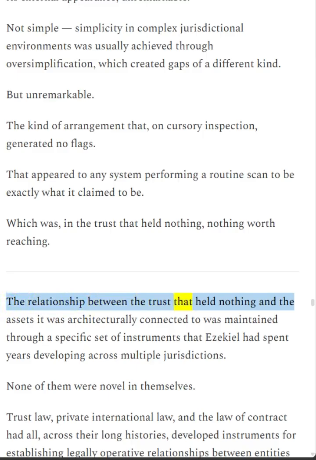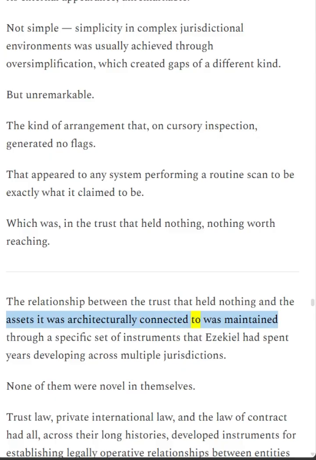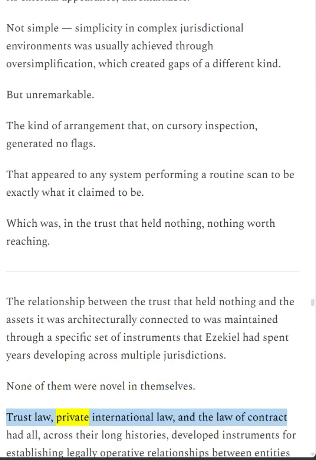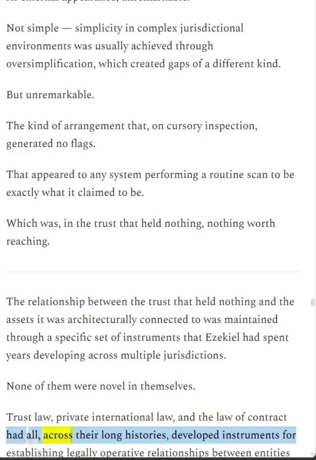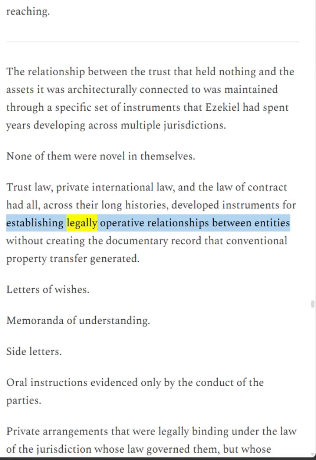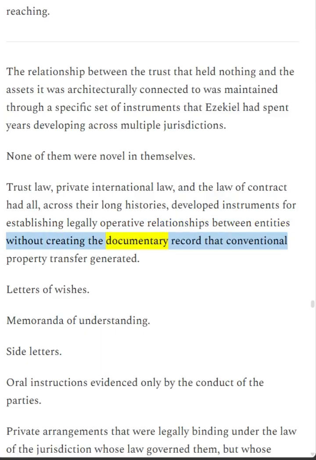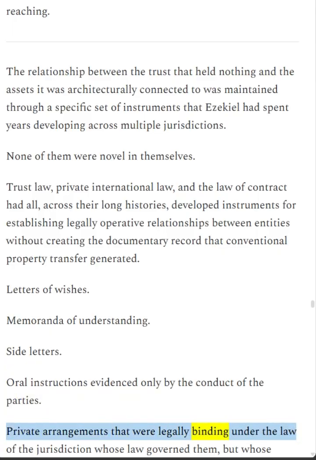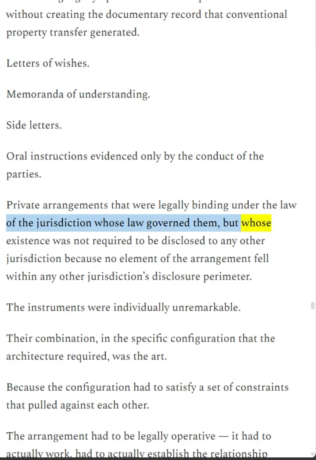The relationship between the trust that held nothing and the assets it was architecturally connected to was maintained through a specific set of instruments that Ezekiel had spent years developing across multiple jurisdictions. None of them were novel in themselves. Trust law, private international law, and the law of contract had all, across their long histories, developed instruments for establishing legally operative relationships between entities without creating the documentary record that conventional property transfer generated. Letters of wishes, memoranda of understanding, side letters, oral instructions evidenced only by the conduct of the parties, private arrangements that were legally binding under the law of the jurisdiction whose law governed them, but whose existence was not required to be disclosed to any other jurisdiction, because no element of the arrangement fell within any other jurisdiction's disclosure perimeter.